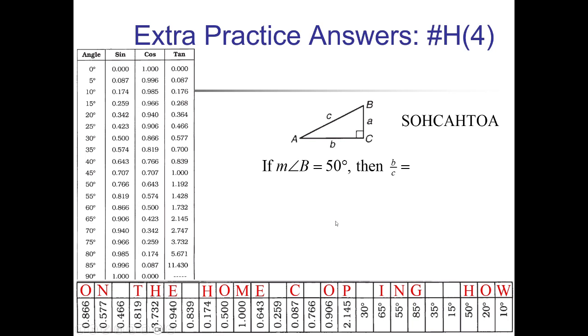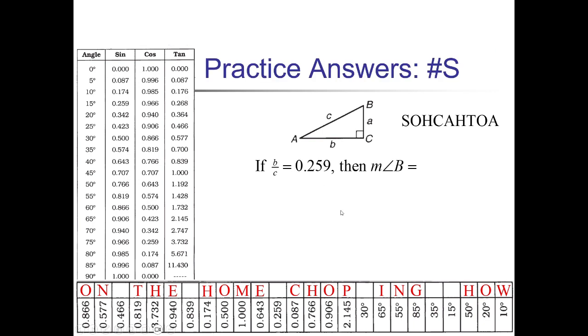Now we have angle B is 50, and we want B over C. From the perspective of B, little b is the opposite side, C is the hypotenuse. So this is sine of 50 degrees. Here's 50. Here's the sine of that, 0.766. And I see that right here. So this is getting another H. This is our 4th H now. A lot of those in this puzzle.